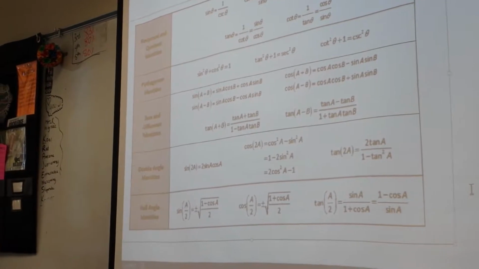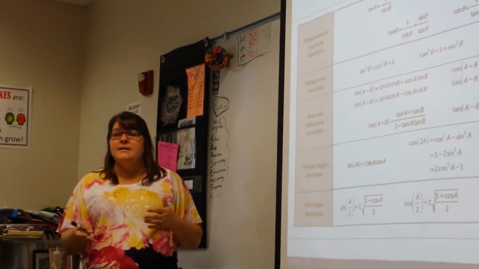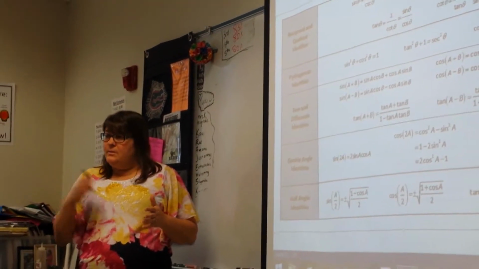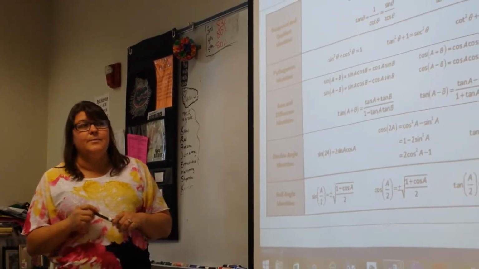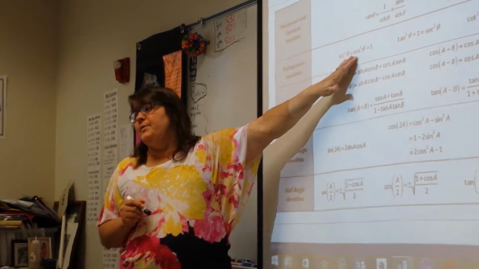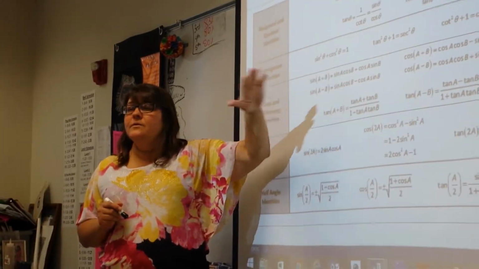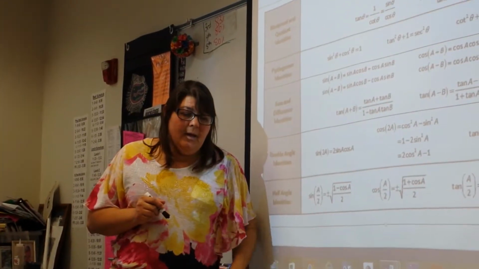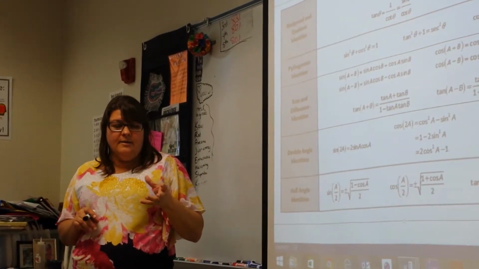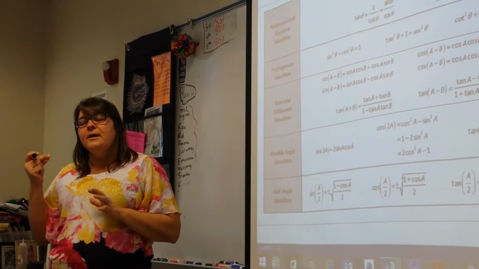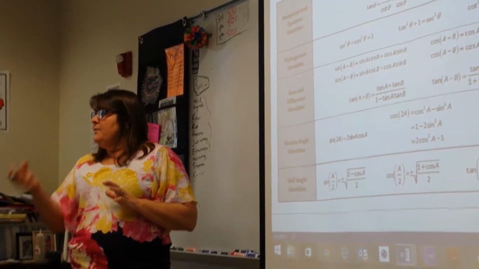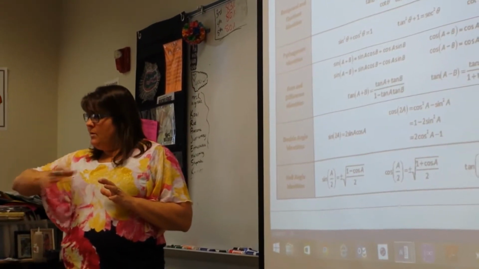What I challenge my students every year to do is individually rewrite them in multiple ways. For example, I'll do sine squared plus cosine squared equals 1 with you, so you get a feel for what I'm talking about. Anytime I see sine squared on my paper, I need to think, okay, Pythagorean identity might work here. So that might be where I want to work.